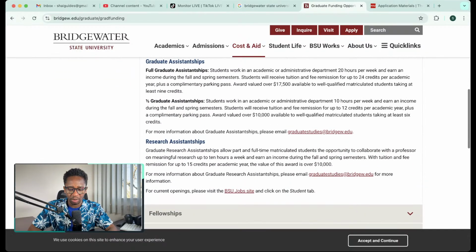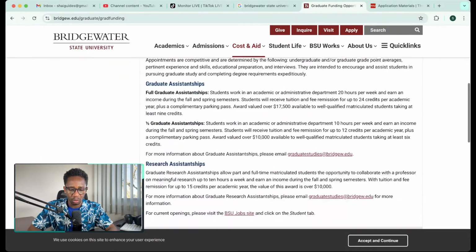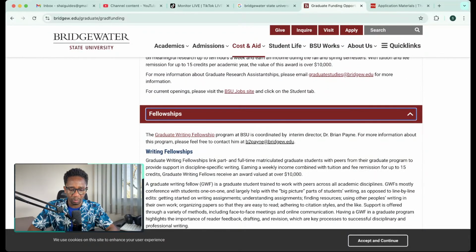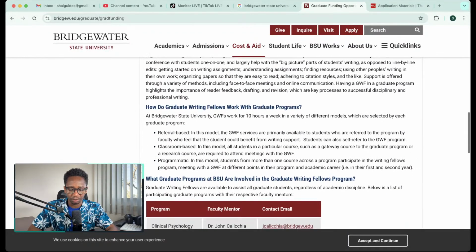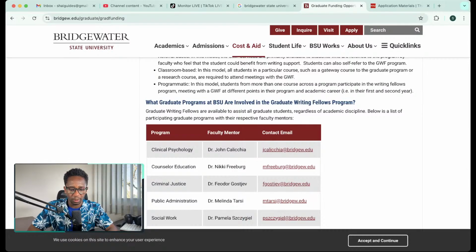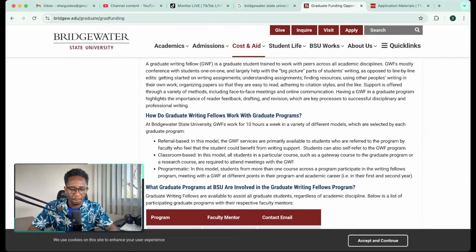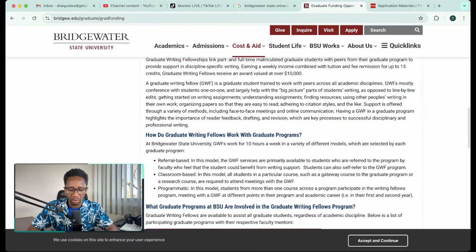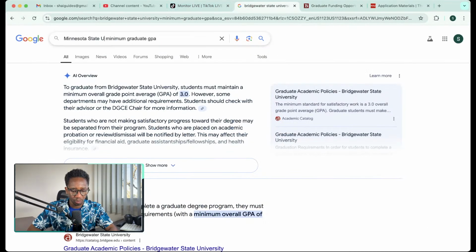So they have assistantships. This is general, so you can check your specific program as well. They have fellowships as well. So we have another school. I don't think I'll remember all the schools, but I think Minnesota State might also require something lower.